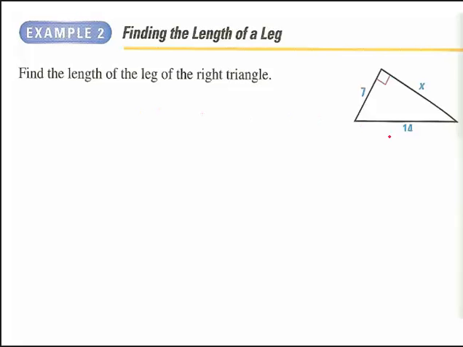So let's see what the side length is. Here we're looking for the leg. So I always start off writing my equation: a squared plus b squared equals c squared. Remember, you can write it the other way, c squared equals a squared plus b squared. It means the same thing. So we're just going to go through the steps.